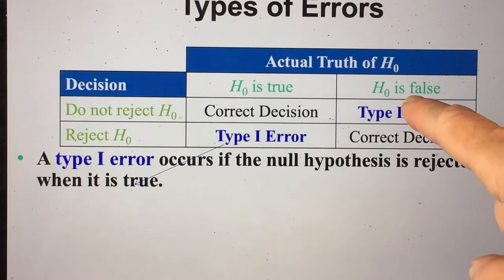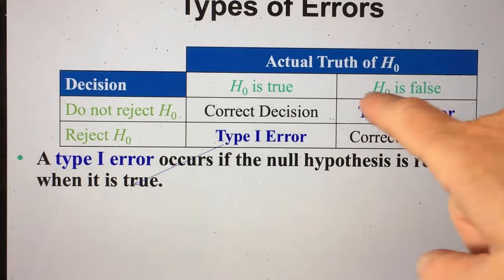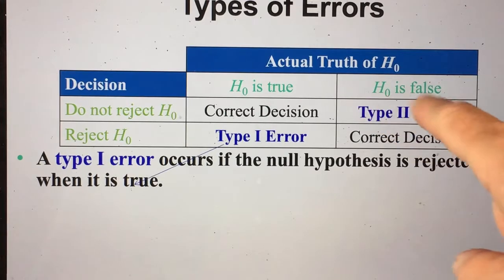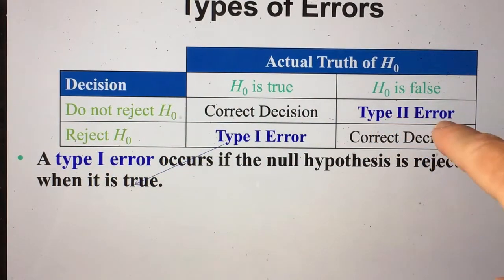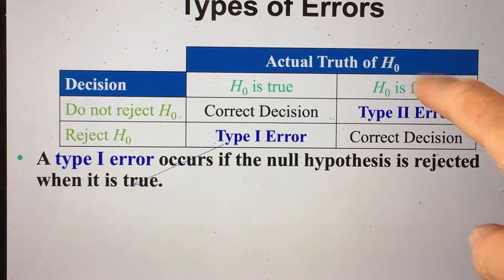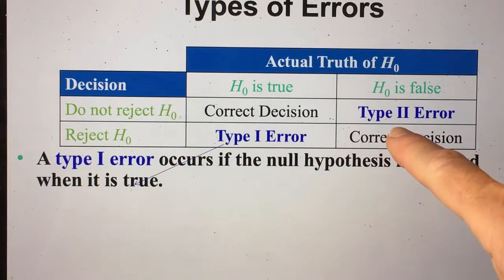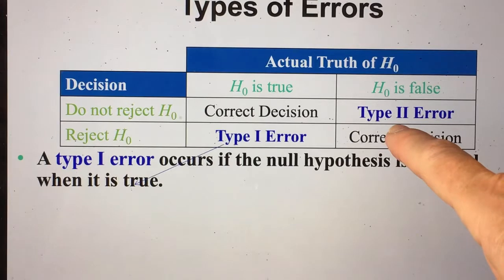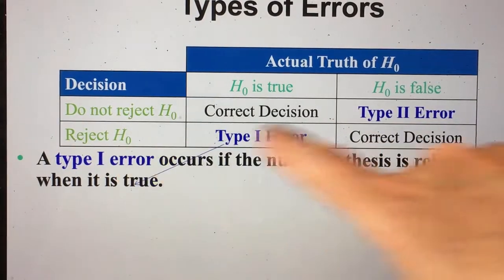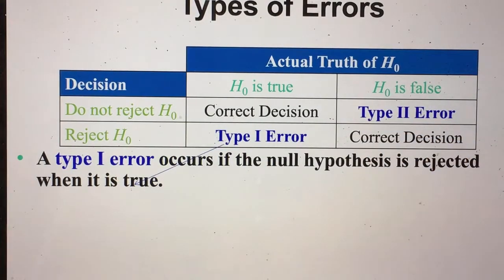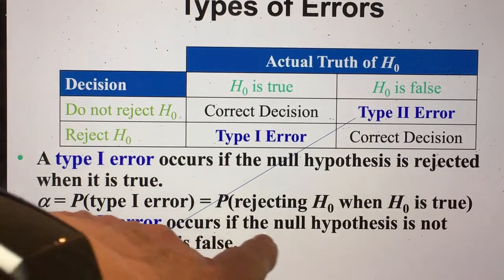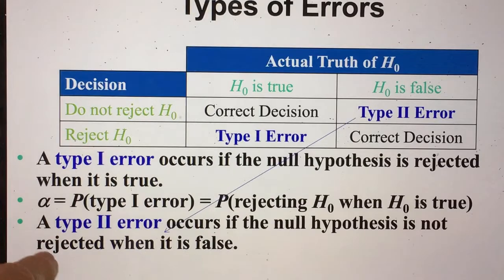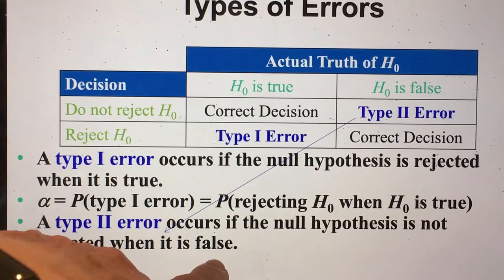Okay, suppose H sub 0 is false. That's its true situation, that it is false. We do not reject it. That means we made a type 2 error. We should have rejected it, but we did not reject it. That is a type 2 error. If we did reject it, then we make the correct decision. So a type 2 error here occurs if the null hypothesis is not rejected when it is false.